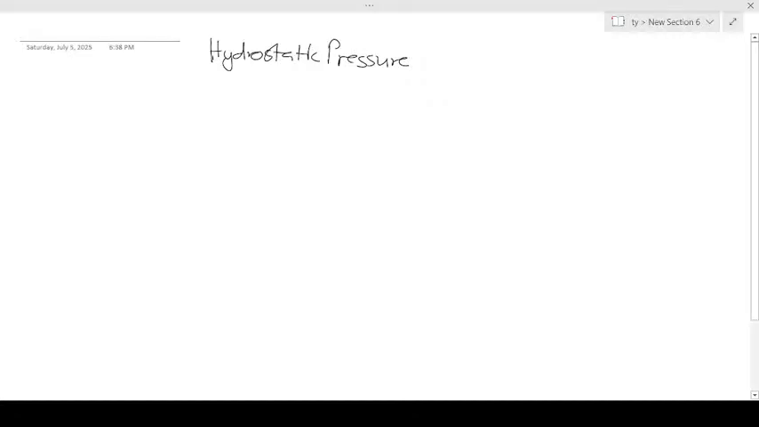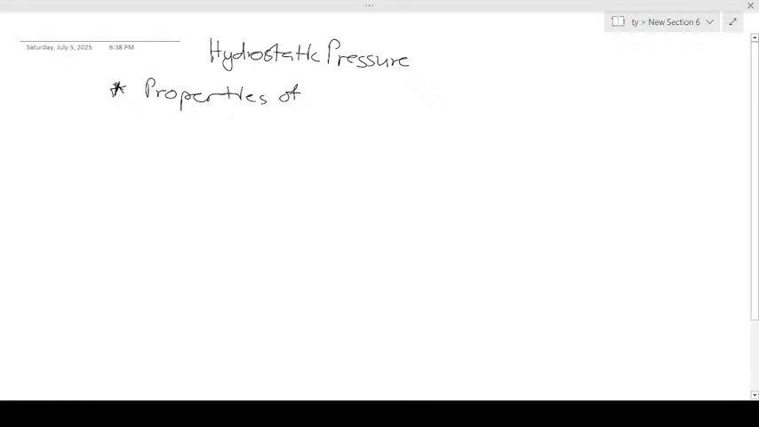So hydrostatic pressure is basically pressure at a given point in a fluid. And there are two major properties of hydrostatic pressure which you should take note of. Please take note of this. There are two.